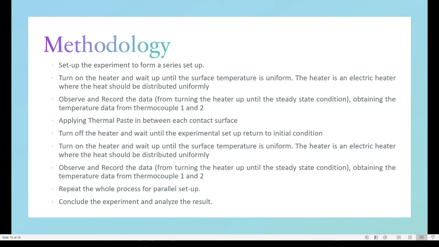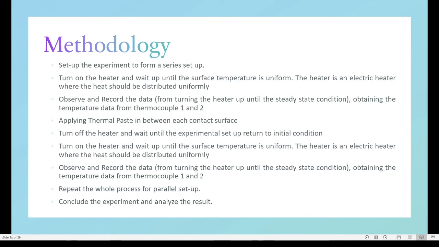The next one is to observe and record the data from turning on the heater until steady state condition, obtaining the temperature data from thermocouple 1 and 2. But since we only observe at steady state condition, in this experiment we only take the steady state condition at a random point. The next step is to apply a thermal paste in between the contact surface to apply a variation to the experiment condition.